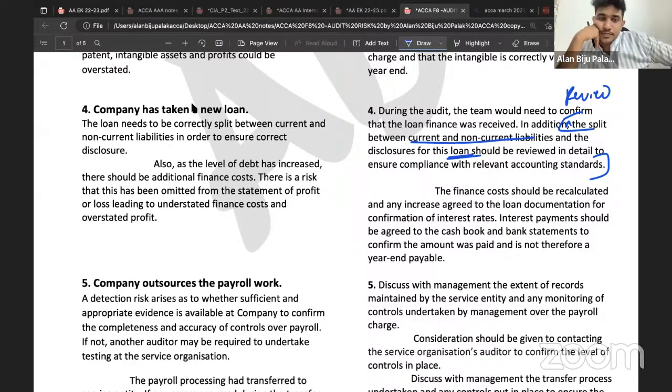Okay. Yeah. So when it comes to the area of finance cost, what has to be taken as a response? We can recalculate the amount of finance cost and we can agree it with the loan documents to confirm whether the interest rates are calculated appropriately.